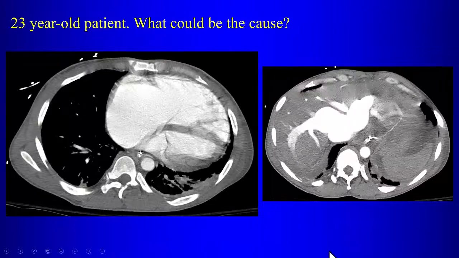especially acquired diseases of the tricuspid valve usually lead to tricuspid insufficiency. So if I tell you that this is a 23-year-old patient, notice the right atrium is big, the right ventricle is big. We see all of this contrast refluxing down into the IVC and hepatic veins. What would you be thinking about? What might be this patient's underlying problem?